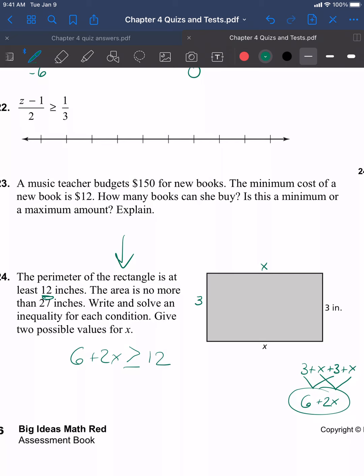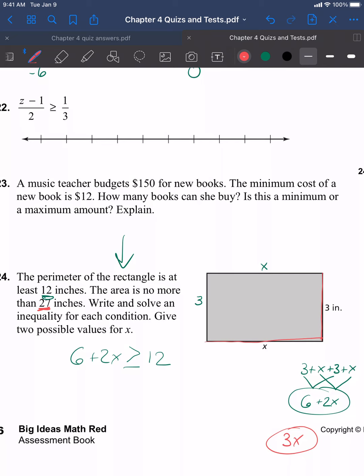That's just the perimeter, right? The area is no more than 27. Hey guys, how do you find area? You multiply the length, so it's going to be 3 times x to find the area. 3x is area.